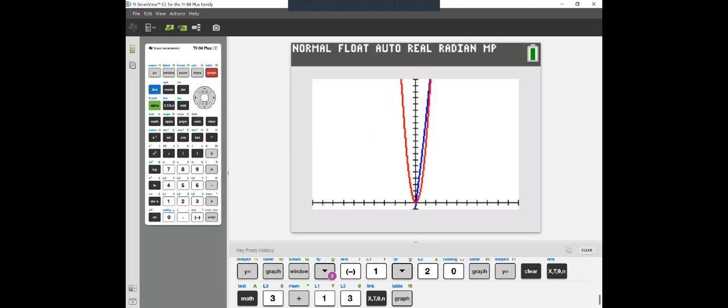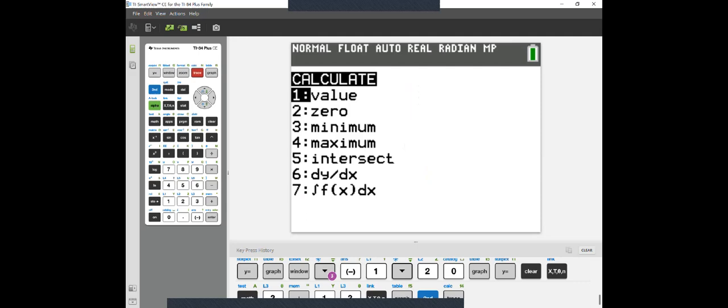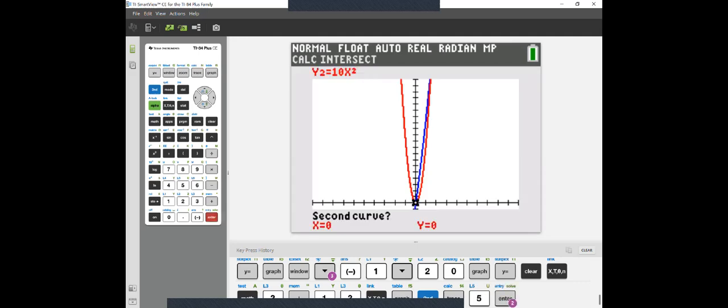That's okay. So what I would do is just go zoom and choose option 6, zoom standard. And does that look a little... Oh, there we go. Okay, good. So let's find this first point of intersection. Second trace, intersect. 1, 2, and we're pretty sure it's right there. And indeed it is. 0 is a solution.